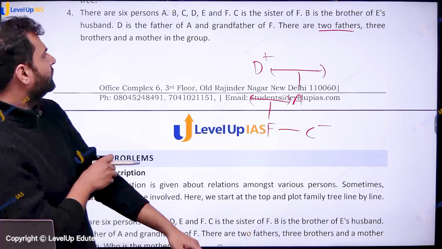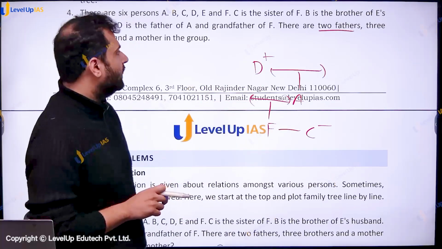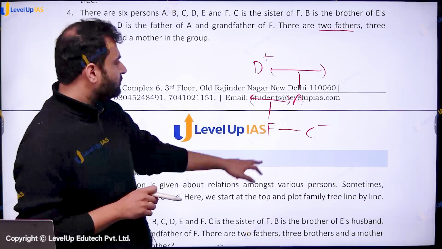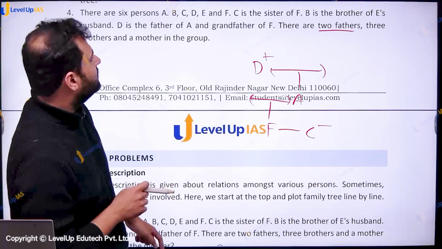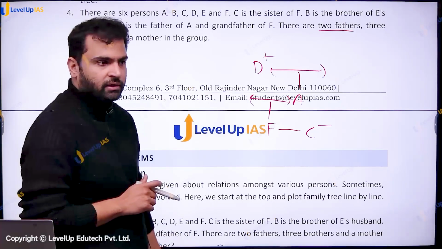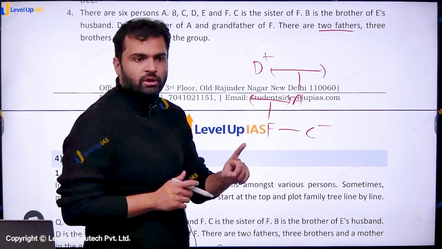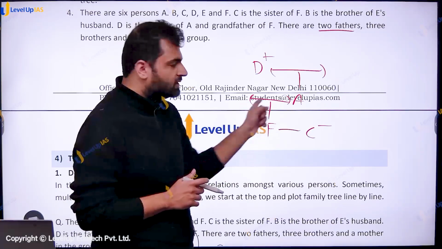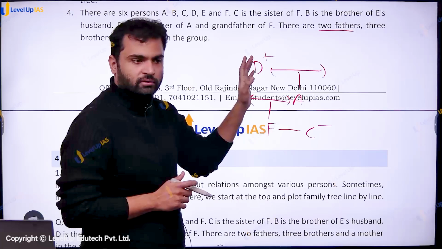Fine. There are 2 fathers. One would be here, one would be here. And there are 3 brothers. One brother is F. What else is given? B is the brother of E's husband. Somebody is husband of E. So E's husband has to be, there is only place for one more husband, and that is in this relation. This husband is already gone.